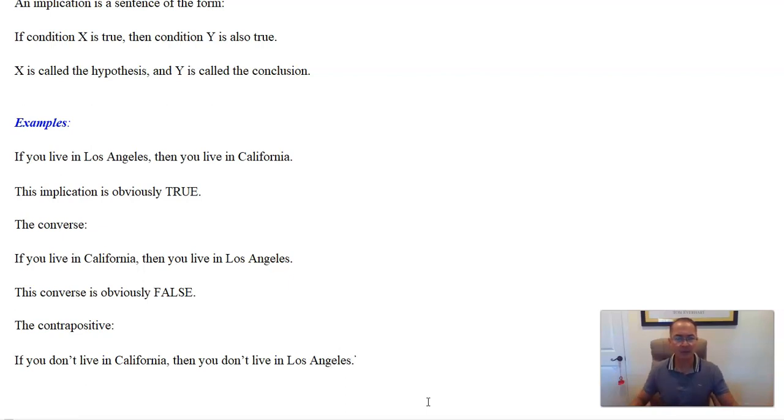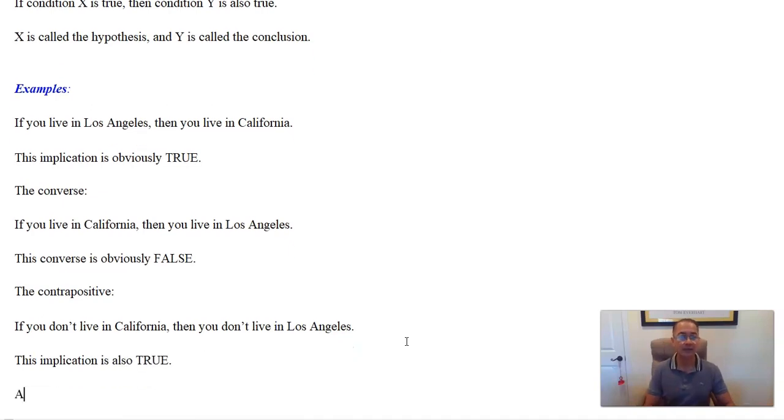So you live anywhere in the world except California. So maybe you live in Nevada or New York or Europe or Asia or South America. In which case, it's impossible for you to live in Los Angeles because Los Angeles is inside California. So we started out with a true implication. This is the contrapositive of the original implication. And this implication is also true.